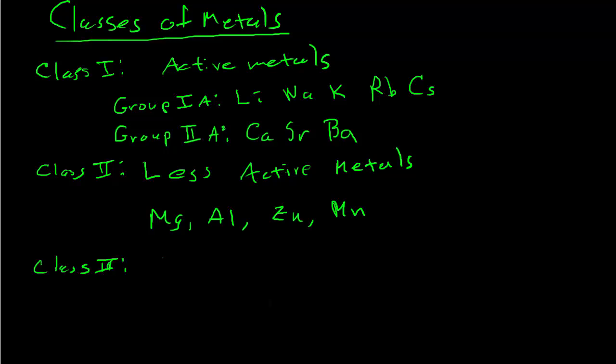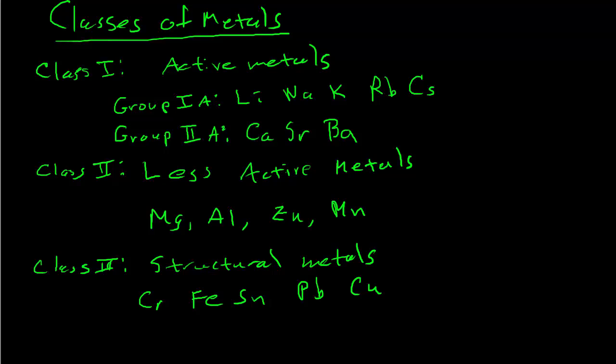Class 3 metals are called the structural metals. They react slowly with oxygen. They don't react with water at all. They will react with acids, but you typically have to have a really strong or really concentrated acid for these metals to react very readily with those. And they include metals like chromium, iron, tin, lead, and copper.